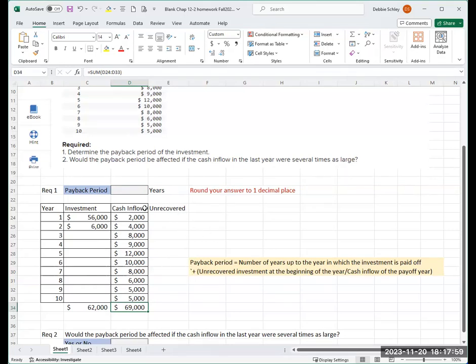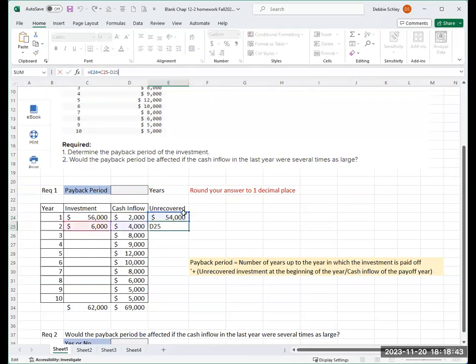So the first thing we need to figure out is just kind of go down and figure out how much of this investment is unrecovered. So in year 1, we're going to take the investment minus the cash flow, because the cash flow is what we're using to pay back. And then in year 2, it's a little different because we have what was unrecovered, plus we added another 6,000, and then we paid back 4,000. So if you look at year 1, it's just the investment minus the cash inflow that we used to pay back a portion.